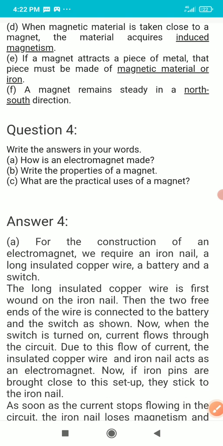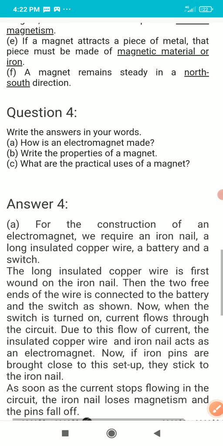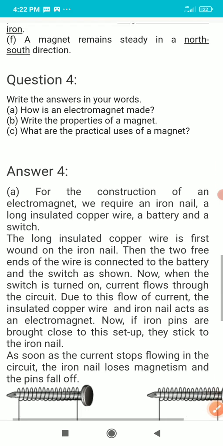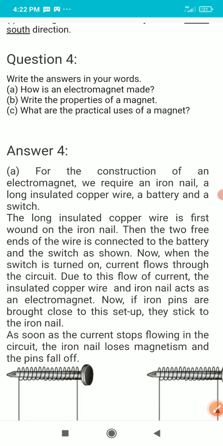Question number 4. Write the answers in your own words. A. How is an electromagnet made? Answer: for the construction of an electromagnet, we require an iron nail, a long insulated copper wire, a battery, and a switch. The long insulated copper wire is first wound on the iron nail. Then the two free ends of the wire are connected to the battery and the switch as shown.